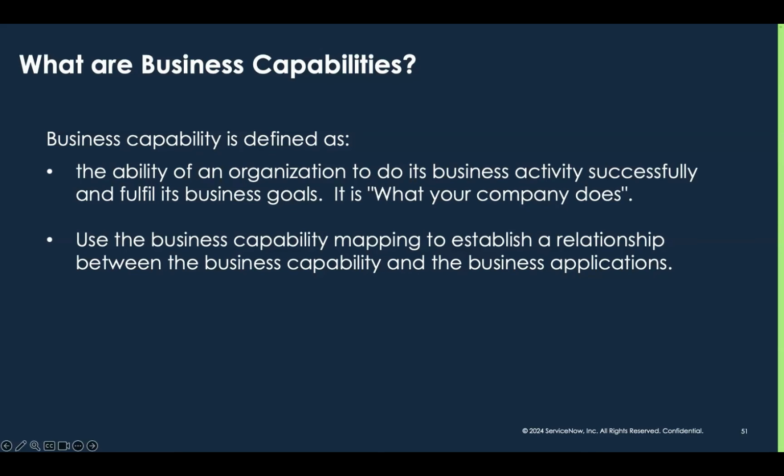For business capability mapping, we use configuration items and CMDB relationships, a particular type called provides, provided by. The capability is the parent, the application is the child, and that's how we connect them to say this application is providing or helping support that capability.